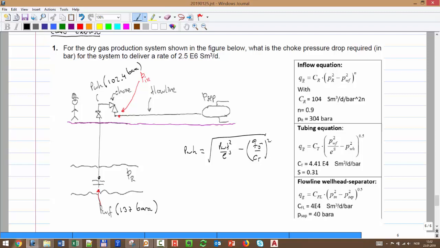What is that P in? This is between wellhead and inlet. There's the choke, and the difference between these two. The value here of P in was 74.2.